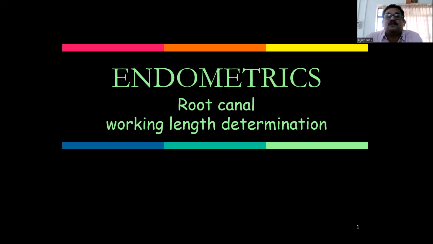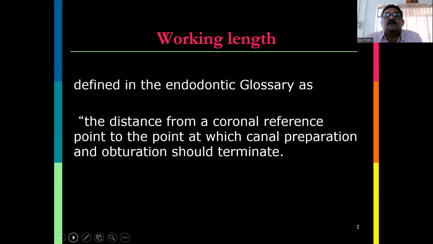Now, coming to the definitions. This is the definition given in the endodontic glossary. Working length is the distance from a coronal reference point to a point at which canal preparation and obturation should terminate. Now, the distance from the coronal reference point. When you determine working length, there should always be a coronal reference point.